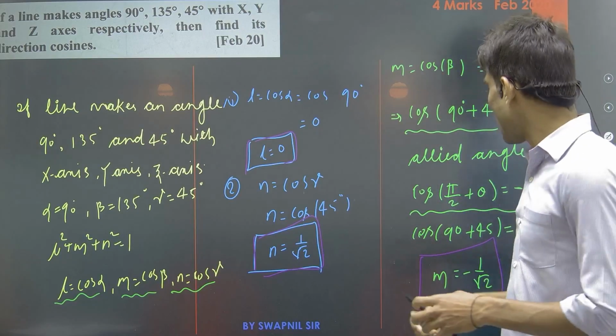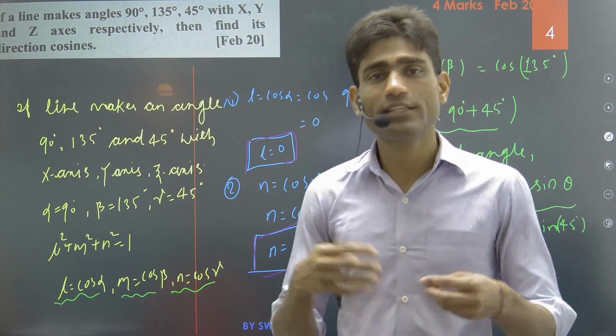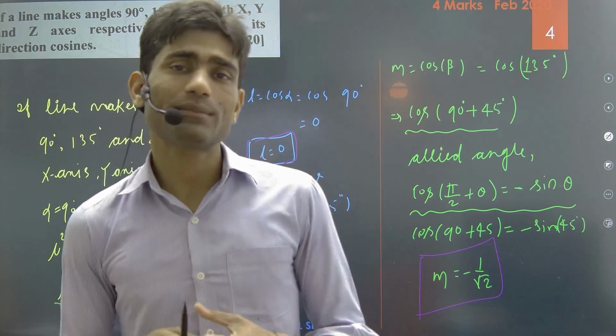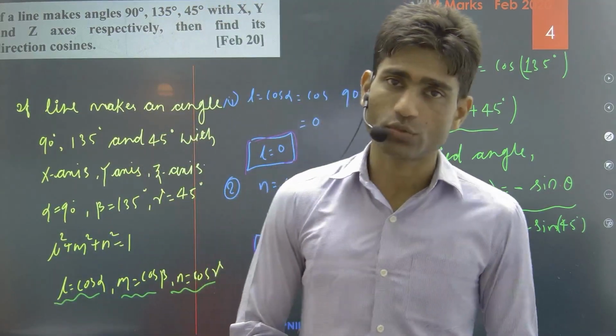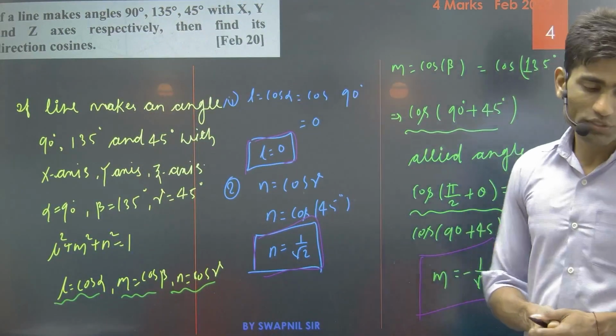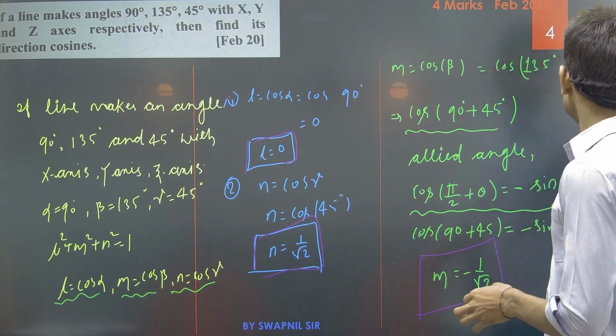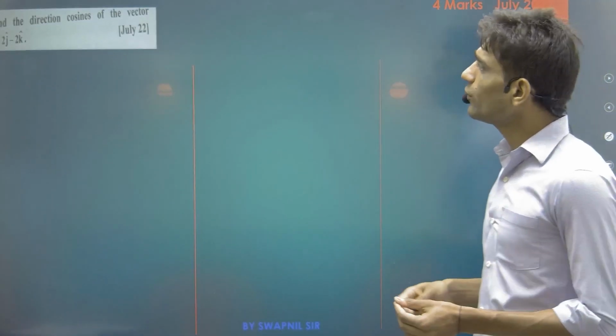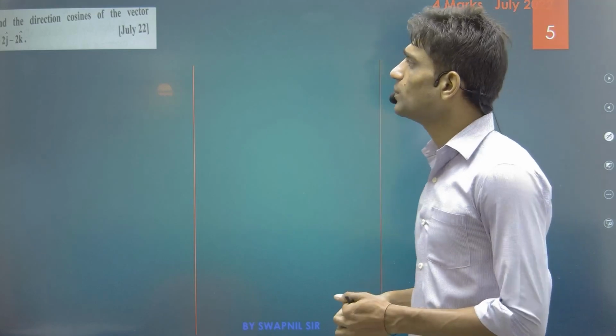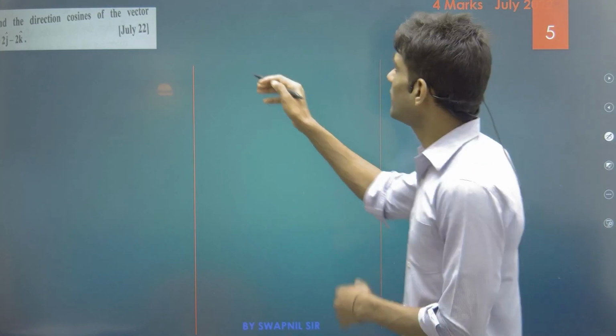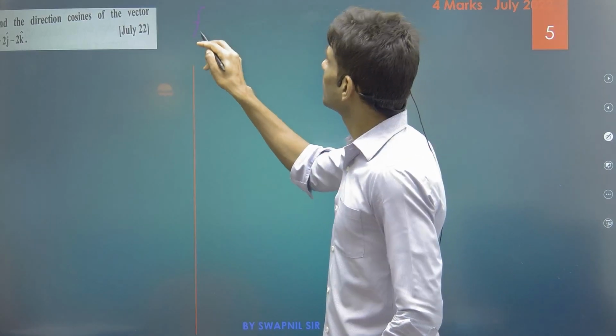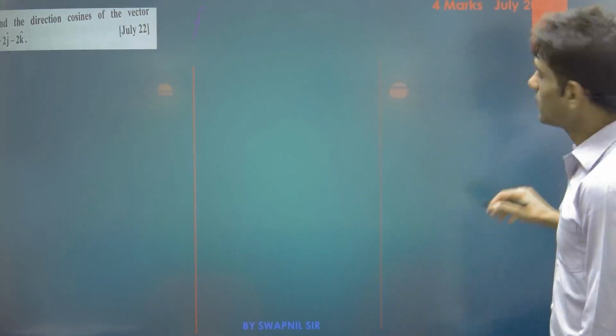I hope you all have understood this solution. Nothing special here, we just need to apply some basic concepts for finding the solution. So let's move on to the next example. In our next example, we have to find the direction cosines of the vector. So what we need to find here, let me change the color. It's not that visible.